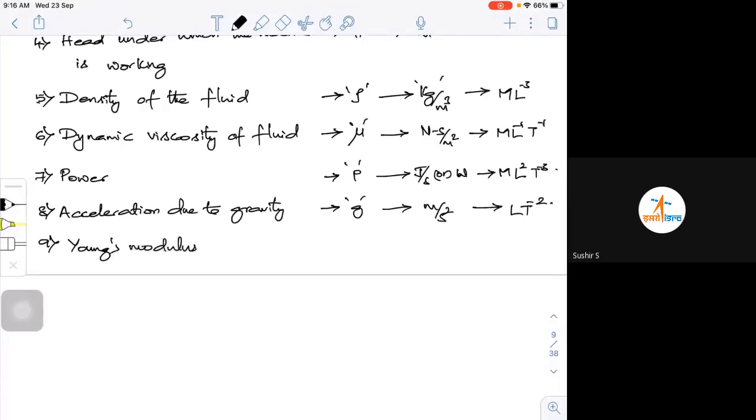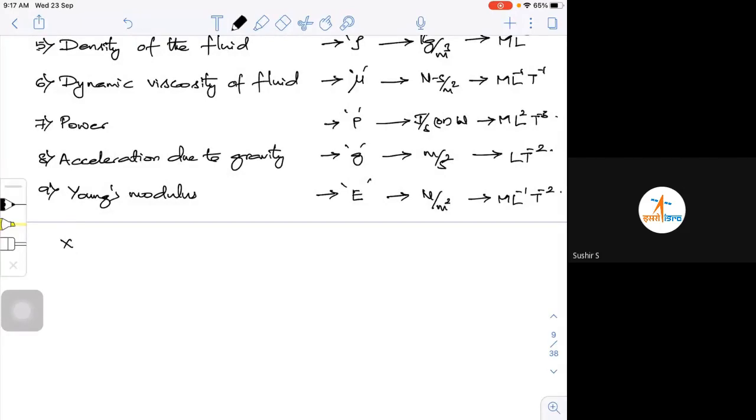Young's modulus, which is your E, and you know that the unit of stress is Newton per meter square, and its dimension is M L to the power of minus 1 T to the power of minus 2. So these are the 9 different parameters we consider to analyze your turbomachines. Fine. Now there is a note here.